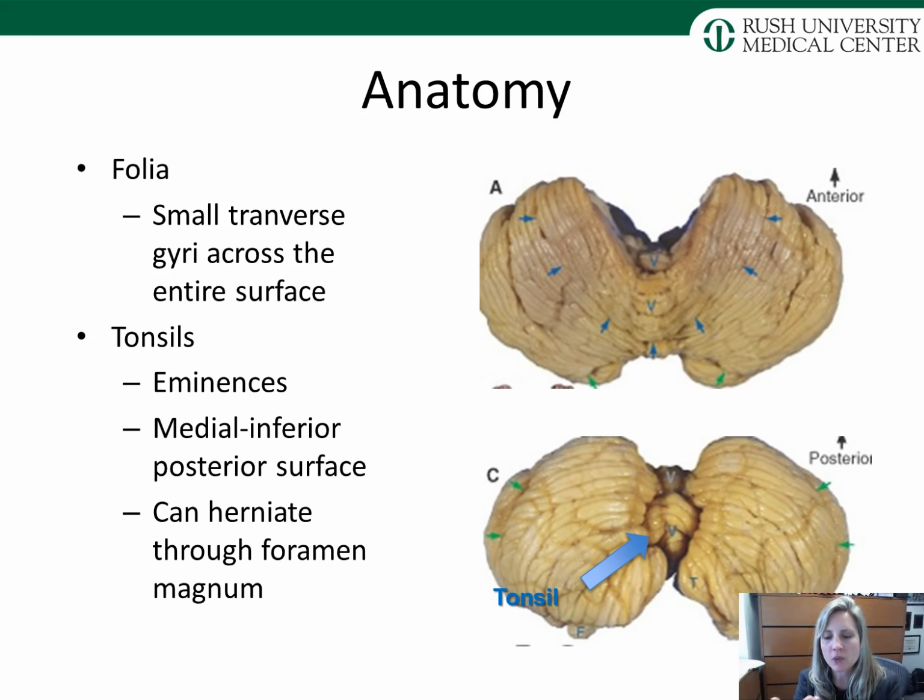The issue with the tonsil and why it is so incredibly important is that because of its location, it is one of the first places that will be impacted if you have a herniation down through the posterior fossa. So what happens is that there's pressure on that tonsil, and the pressure on that tonsil leads to emergency signs that we look at if someone is going to herniate. I think you've probably discussed this already in the anatomy labs.